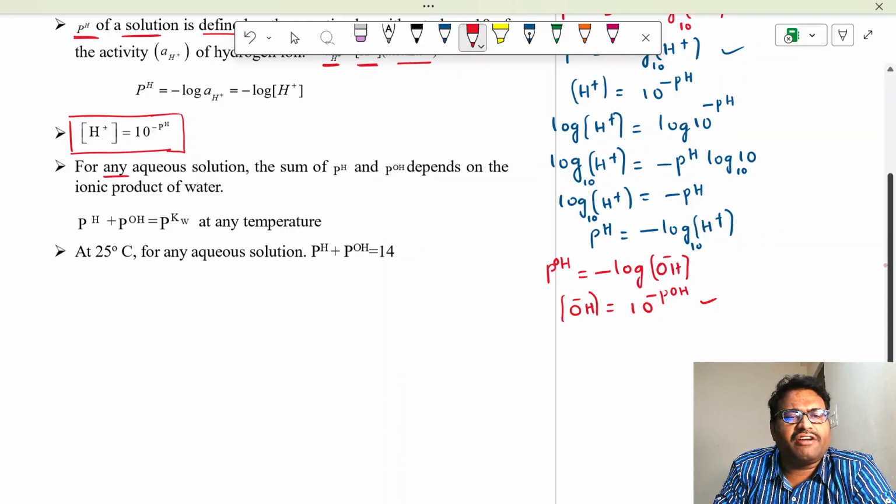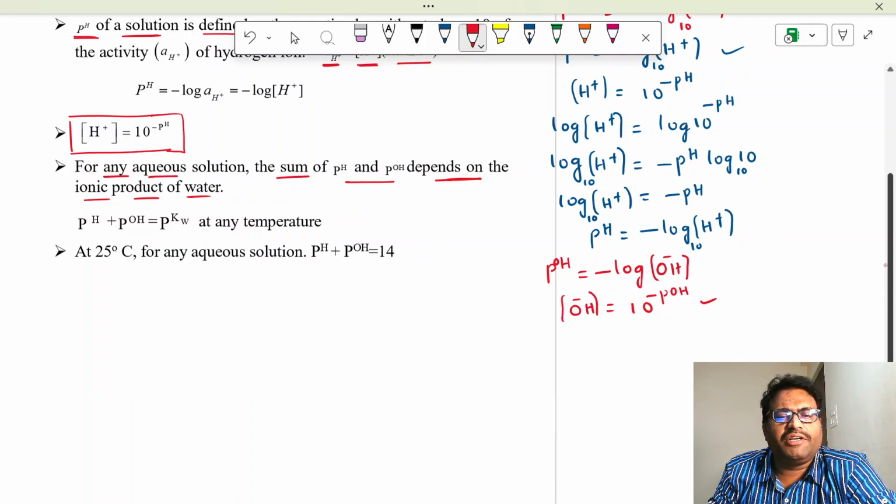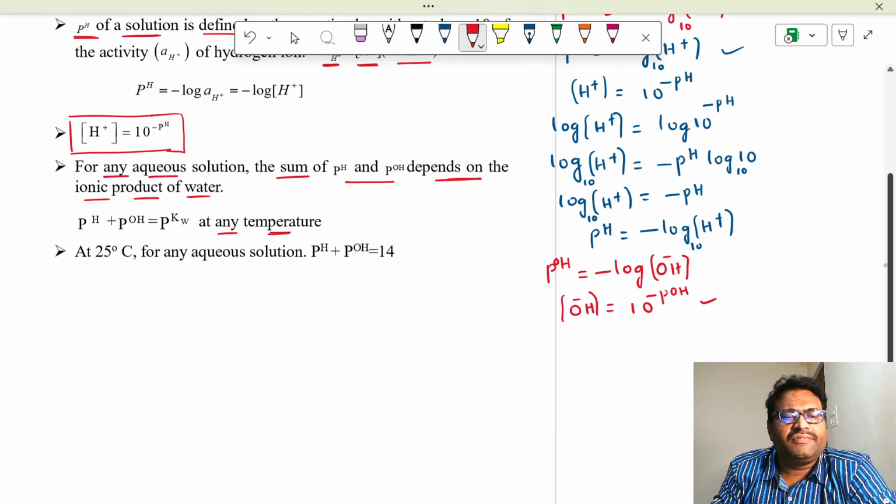So for any aqueous solution, the sum of the pH and pOH depends upon the ionic product of water. pH plus pOH is equal to pKw at any temperature. At 25 degrees centigrade especially, pH plus pOH is equal to 14.